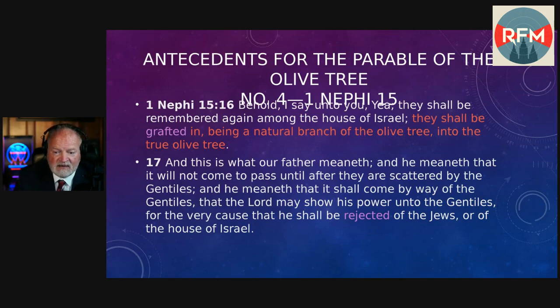They shall be grafted in, being a natural branch of the olive tree, into the true olive tree. And this is what our father meaneth, says Nephi about his dad Lehi. And he meaneth that it will not come to pass until after they are scattered by the Gentiles. And he meaneth that it shall come by way of the Gentiles, that the Lord may show his power unto the Gentiles, for the very cause that he shall be rejected of the Jews or of the house of Israel. So the Jews lose the gospel, and then it goes to the Gentiles, and then the Gentiles end up bringing it back to the Jews in the last days.